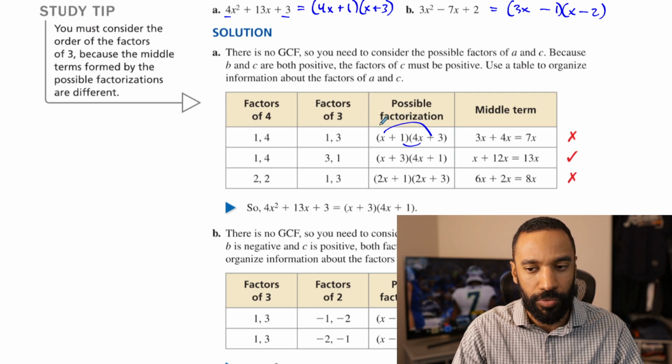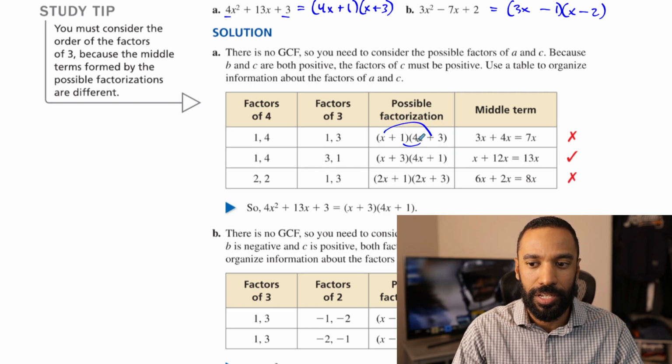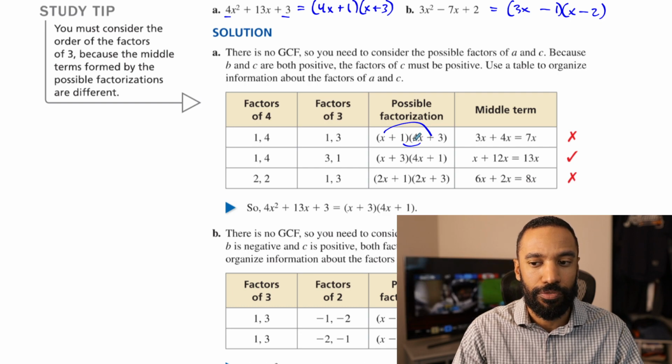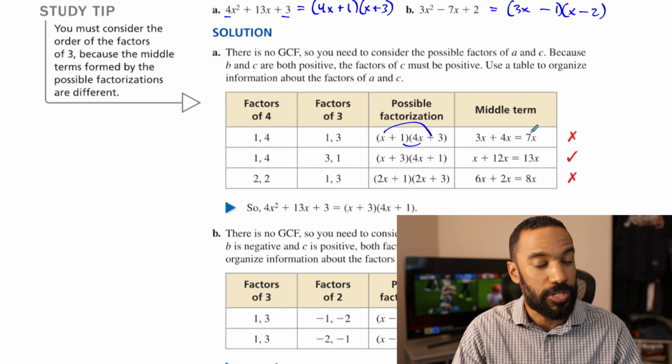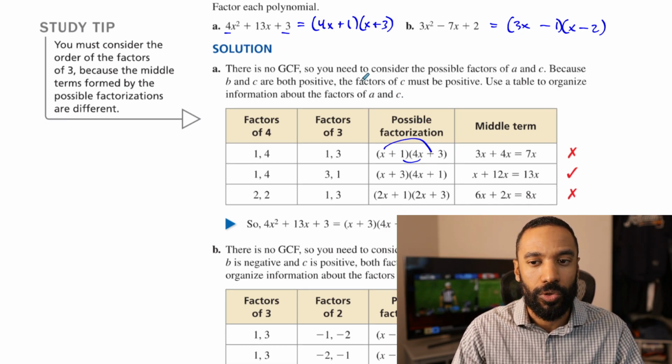Why did I just say 3 plus 4? Because this becomes 3x plus 4x. This 4 is about to change this number drastically. 3x plus 4x is 7x, which is not 13, by the way.